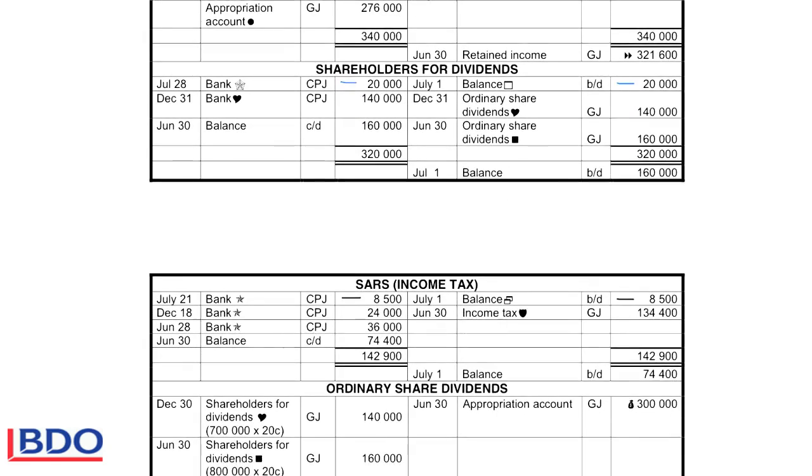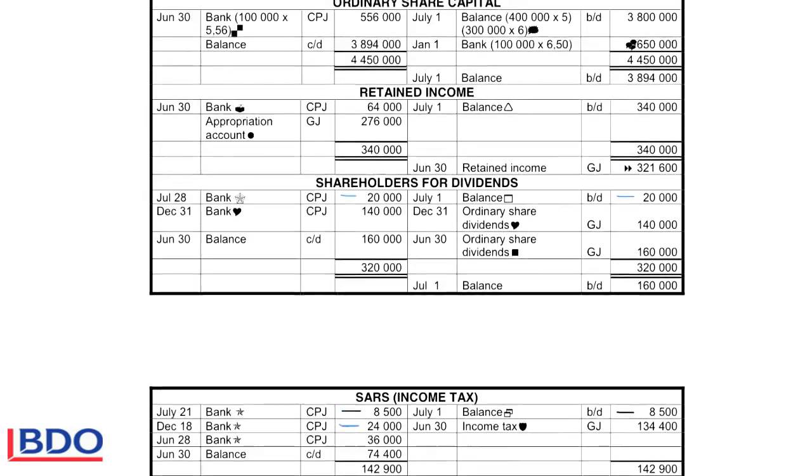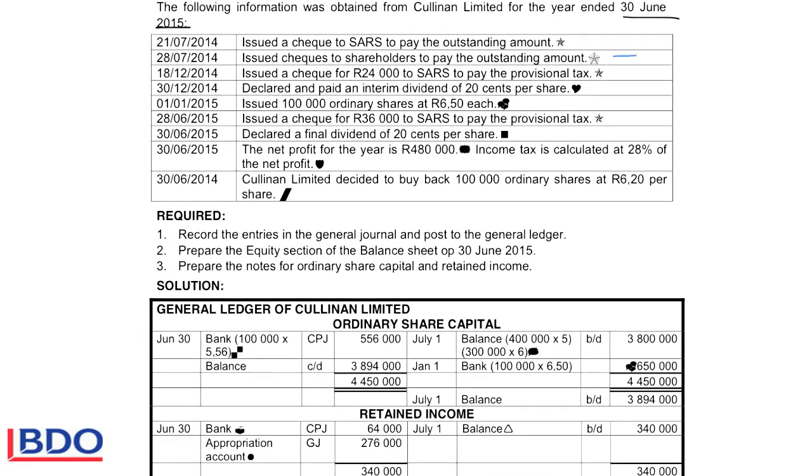So if we look at our ordinary share dividends account, I will take the 700,000 shares that's in issue on the 30th of December, multiply it with the 20 cents, and show that the expense for dividends is 140,000. The business owes this money to the shareholders, so the shareholders will be credited with the 140,000 to show that this money is outstanding and must be paid to the shareholders.